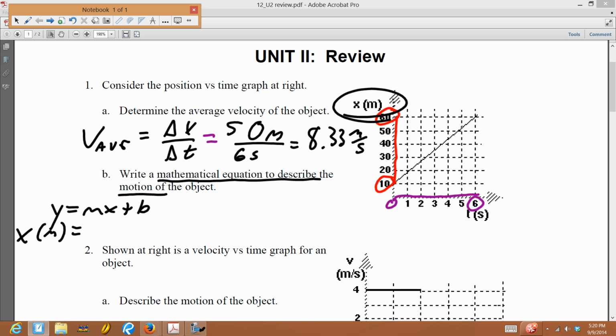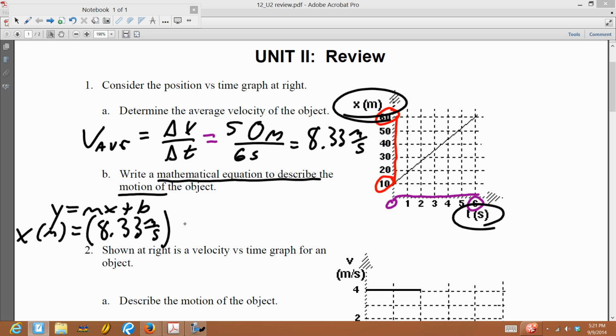And the m is the slope, that's the velocity, 8.33 meters per second. So here I will write 8.33 meters per second. On the x-axis, I have time in seconds right here. Okay, plus my y-intercept, which is 10 meters. That's the b in the equation. So 10 meters. That's it. Done.